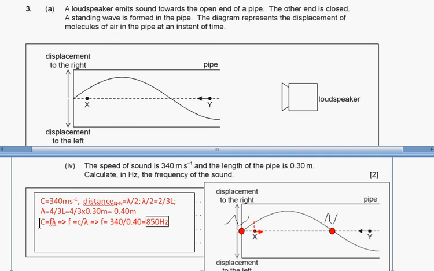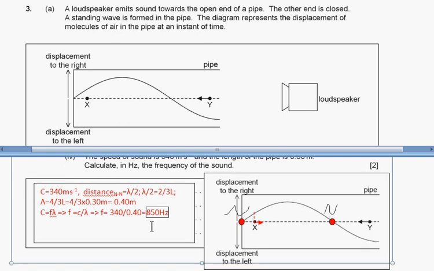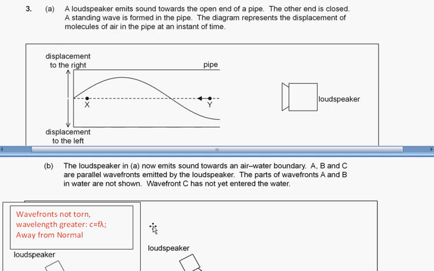Wave equation is speed equals frequency times wavelength. We rearrange it for frequency and we substitute the wavelength that we found and we get frequency 850 Hz.